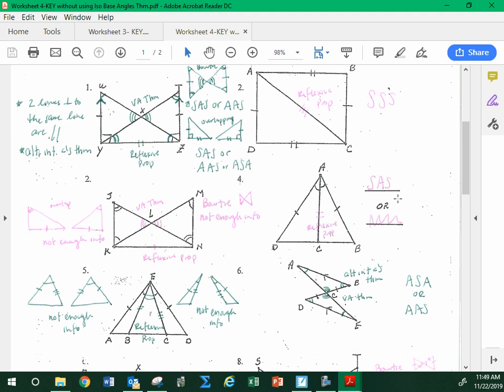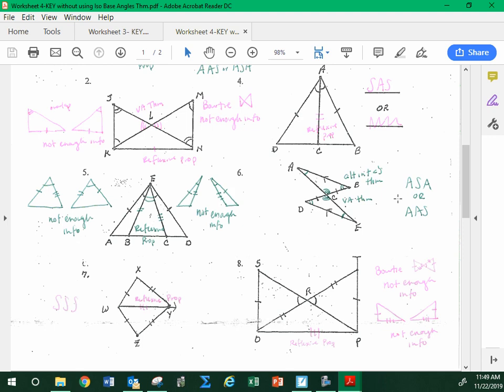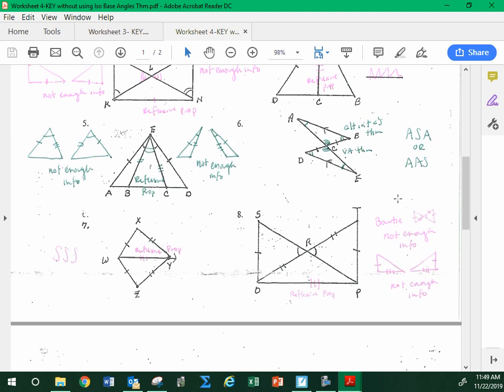I feel like 5 was a big letdown. I thought something exciting was going to happen. And 8 was also a letdown. Not enough info all around there. Do we have questions on that front side?